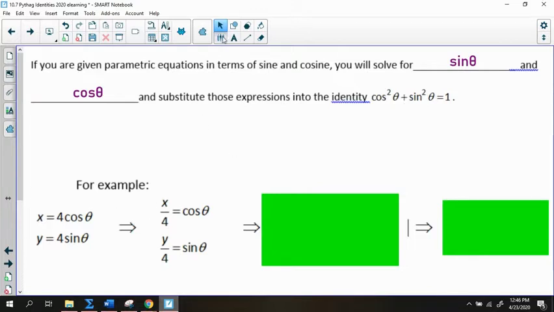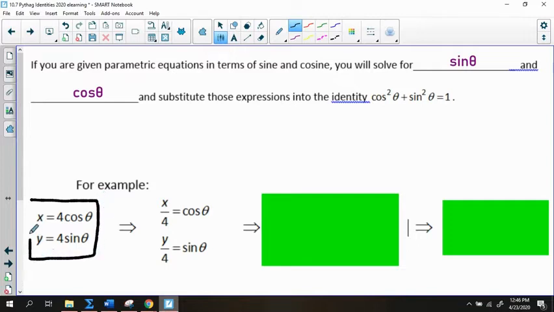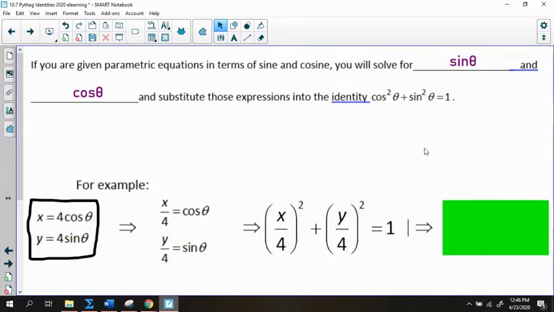So for example, we have this set of parametric equations right here. You have x equals 4 cosine and y equals 4 sine. So you're going to solve both of these for cosine and sine. Divide by 4, divide by 4. And then you're going to take x over 4 and substitute it in for cosine and y over 4 and substitute it in for sine. So the identity here becomes this equation, x over 4 squared plus y over 4 squared equals 1.